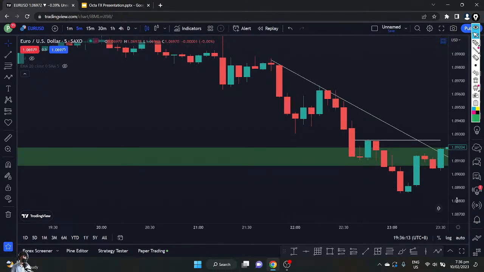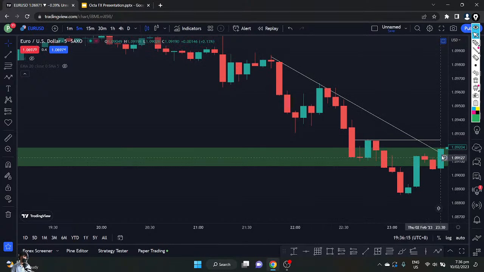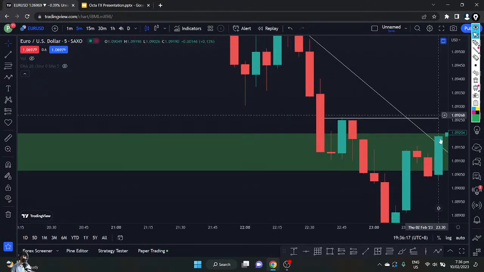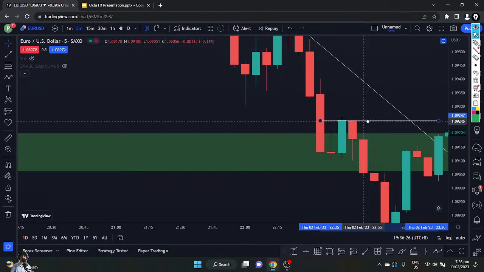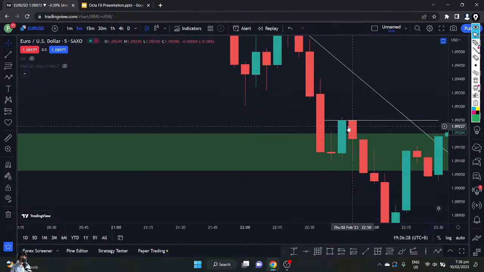Okay, so for the aggressive traders, they are buying instantly once they saw that the price was able to break this trend line, while other conservative traders may want to look for a breakout from its previous high like this, which is a change of character.